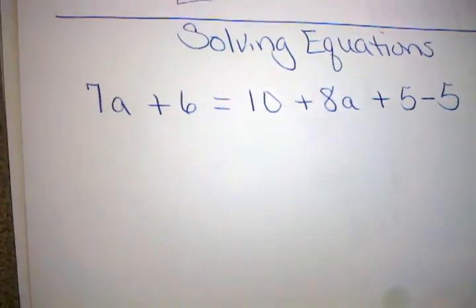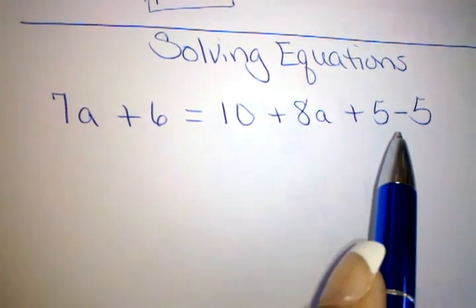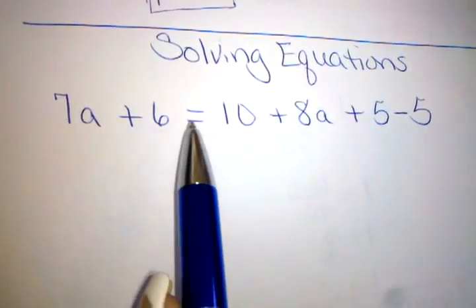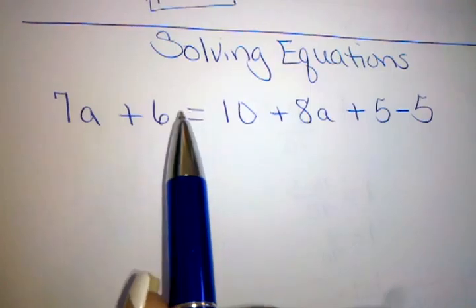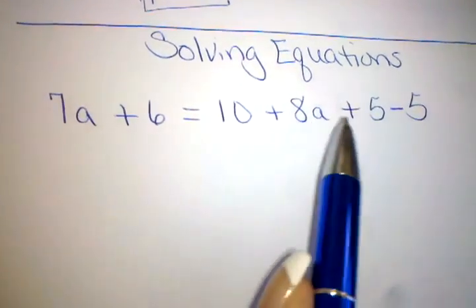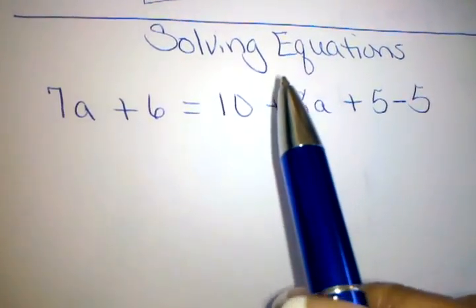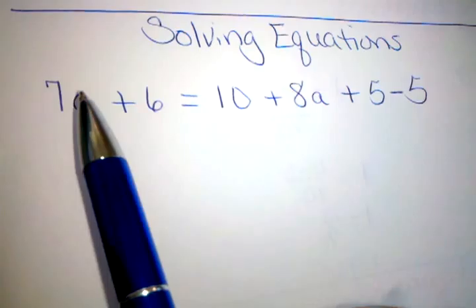This next equation is very fun. It's a multi-step equation, and you have multiple things that you need to complete, multiple operations. We are first going to combine like terms. There are no parentheses, so we do not need to do distributive property in this equation, but we do have like terms that we need to combine.